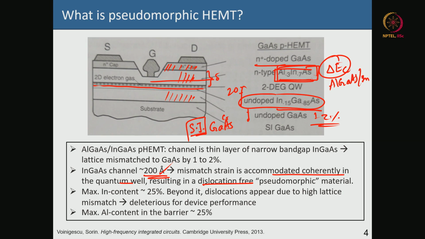We do not let them happen. You only let it get strained without creating any dislocation, without creating any relaxation. So, that is why it is called a pseudomorphic material. The maximum indium content is, as I told you, 15 to 20%, but people can go to 25% also, but at 25% your thickness of the InGaAs channel will be reduced, because if you increase the composition, your critical thickness of relaxation also will reduce. So, beyond that dislocations will appear, you do not want the dislocation.